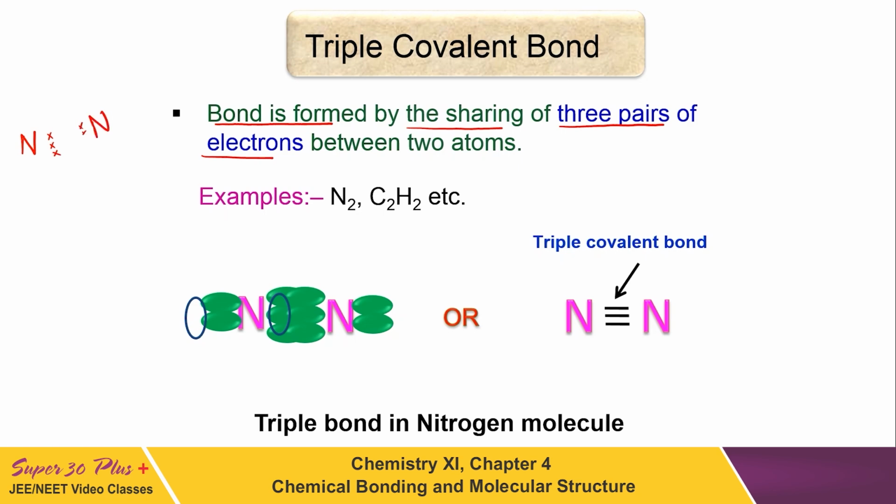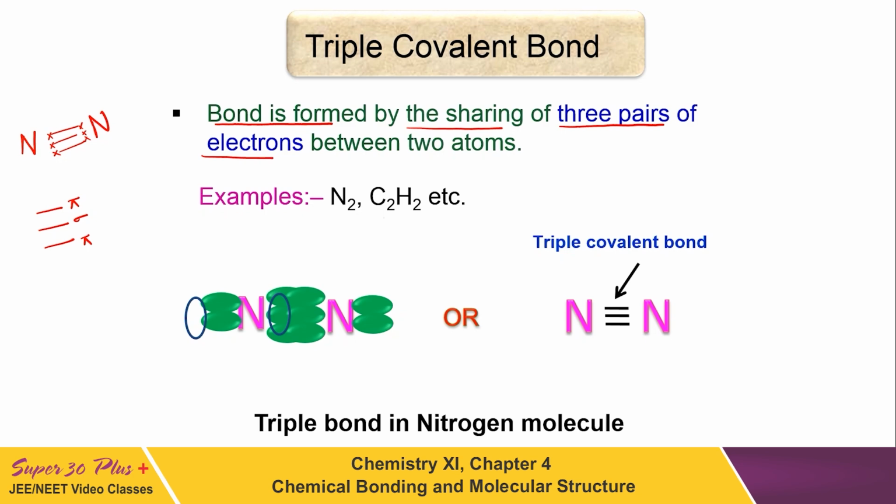See, this is exactly what happens in nitrogen. There are 3 pairs of electrons which are shared with each other. Of course, out of these 3 bonds, one is the sigma bond and the rest 2 are pi bonds, which we already discussed in the previous classes.